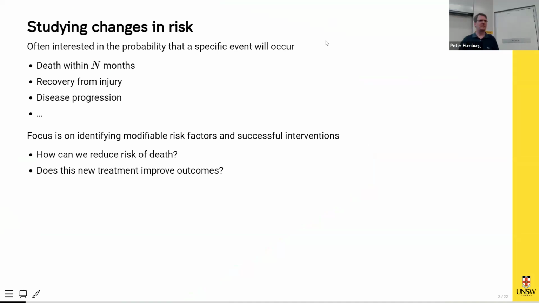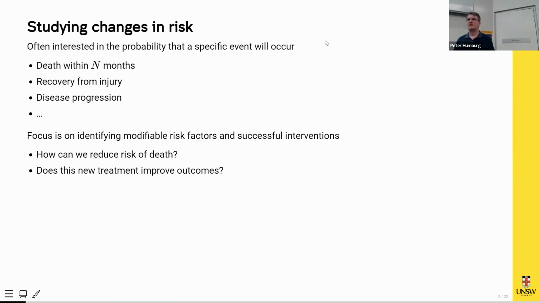The context in which this comes up tends to be something where we're interested in the probability of some event occurring. I work a lot with people in clinical settings, so the data might be something like people that died within n months after admission to hospital, or that sort of thing. Or maybe we're interested in recovering from injury or disease progression.